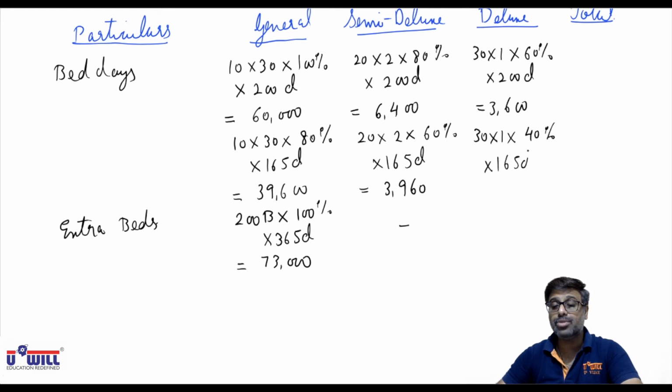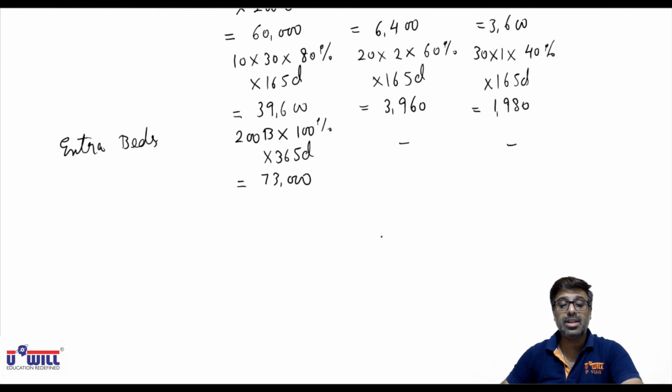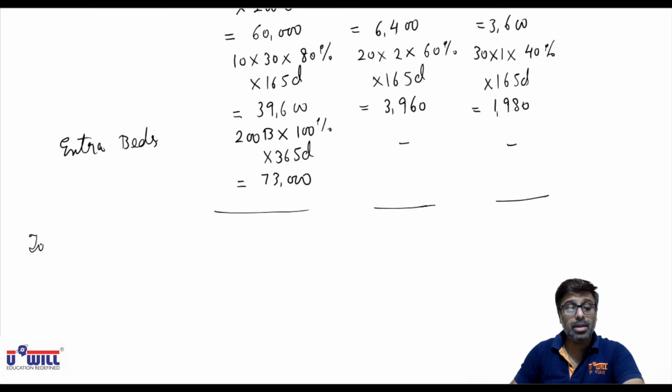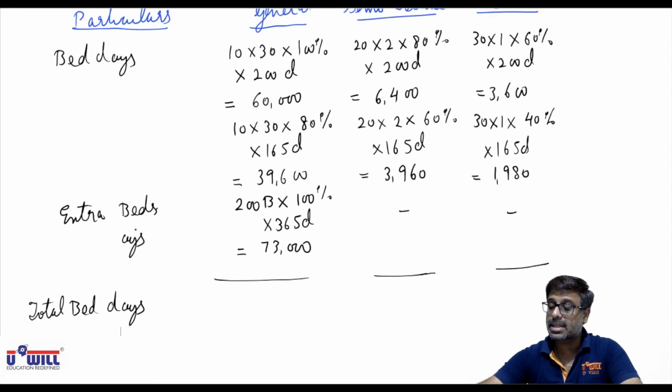So that comes to how many bed days? 30 is 40%, 12 into 165 days, that is 1980 beds. And here also extra beds are not there. So the total bed days for all the wards come to how much? 60,000 plus 39,600 plus 73,000.